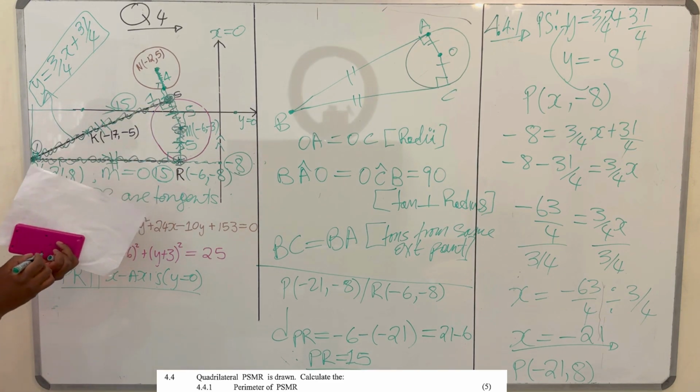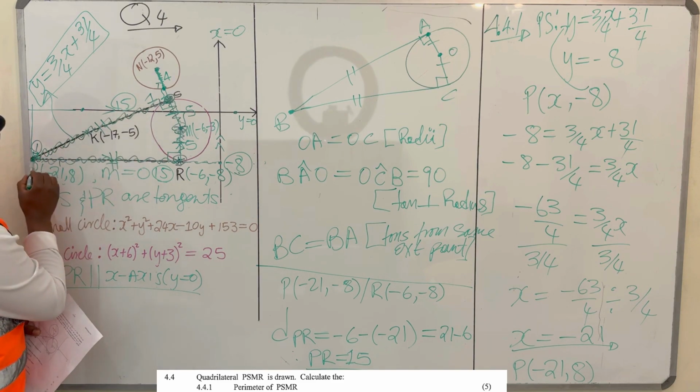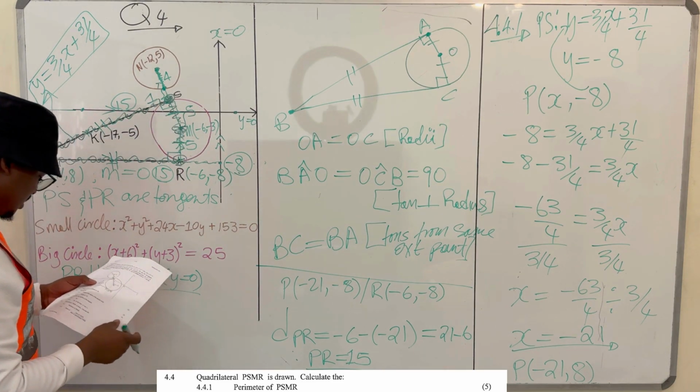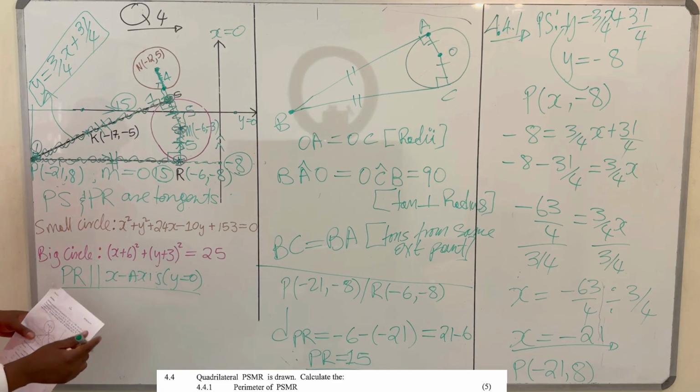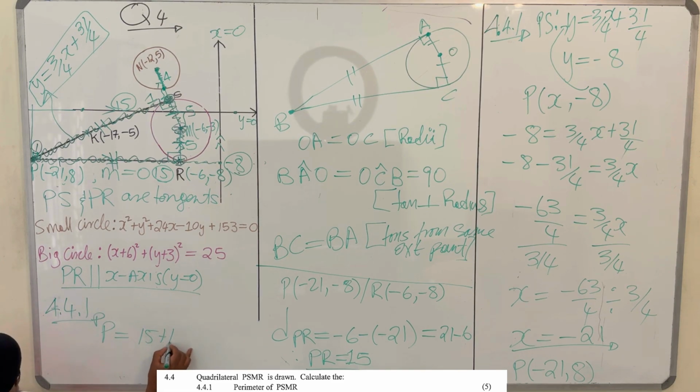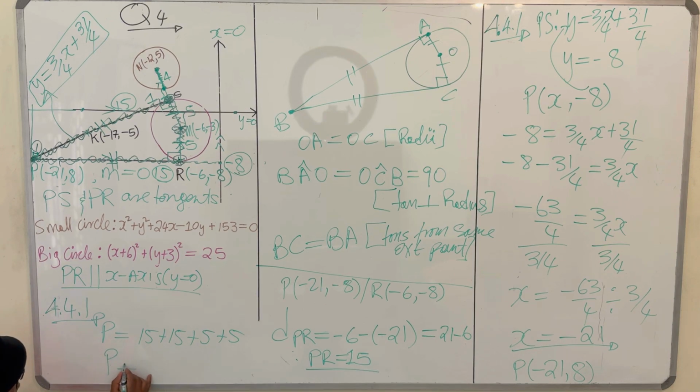So now if you want the perimeter, it will be 15 plus 15 plus 5 plus 5. So to answer the question that they wanted in the first place, which is 4.4.1, the perimeter will be equal to 15 plus 15 plus 5 plus 5, which is 30 plus 10, it looks like 40. This is your perimeter. And we're done here.